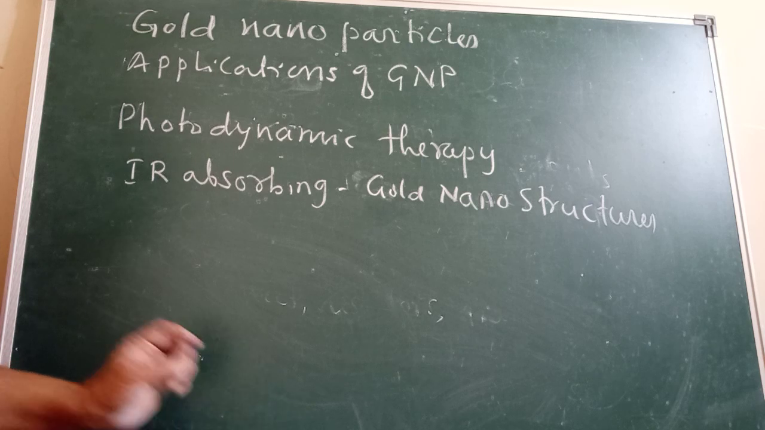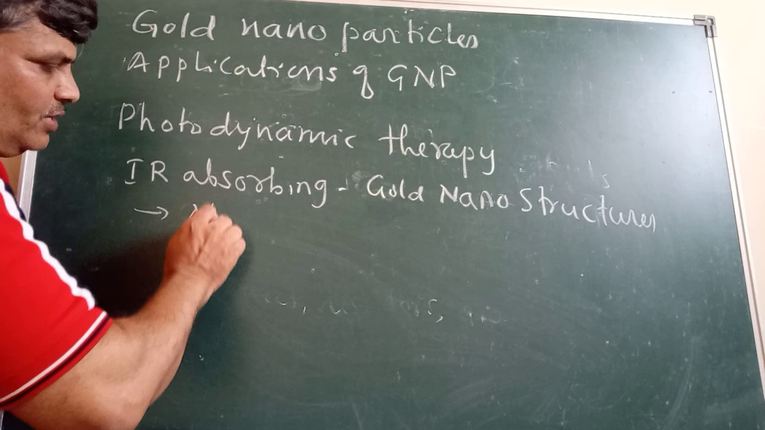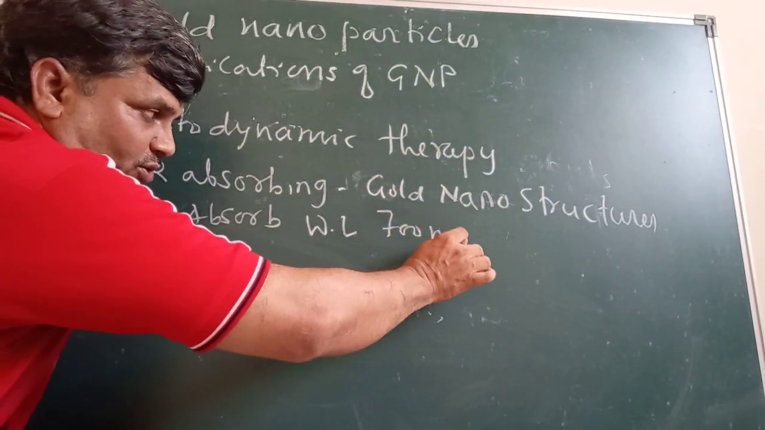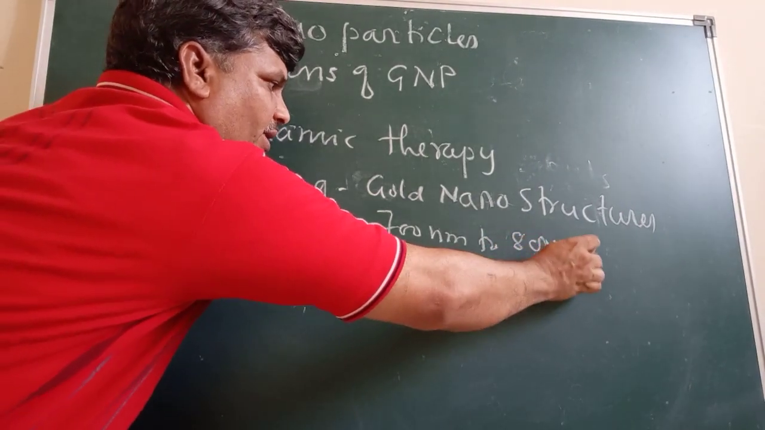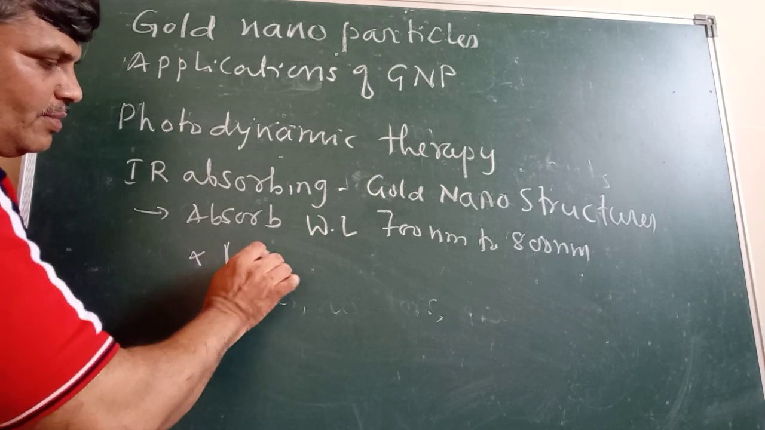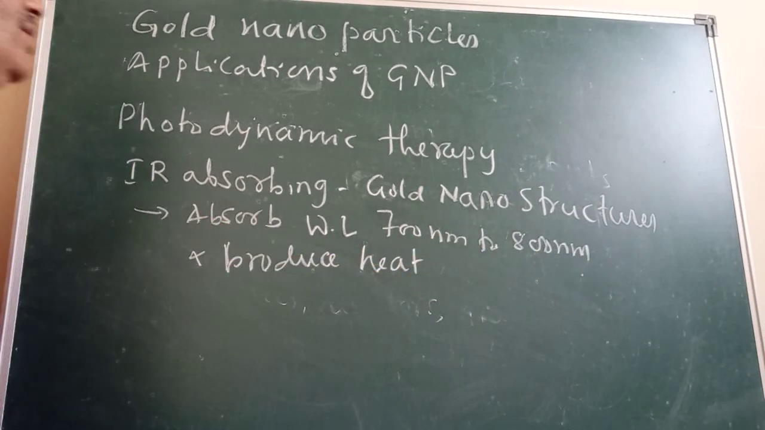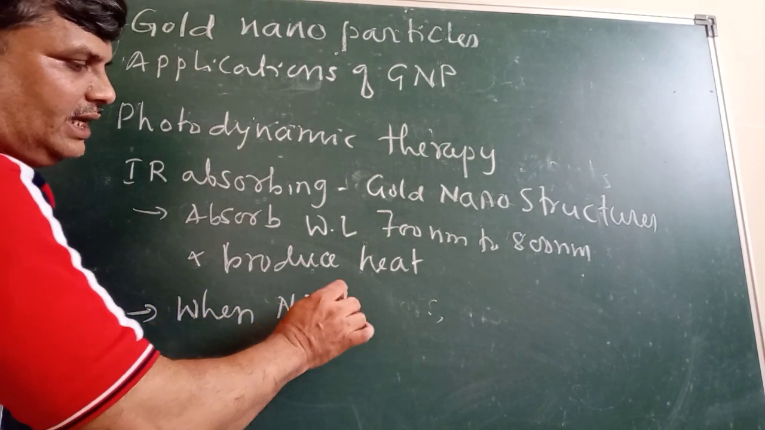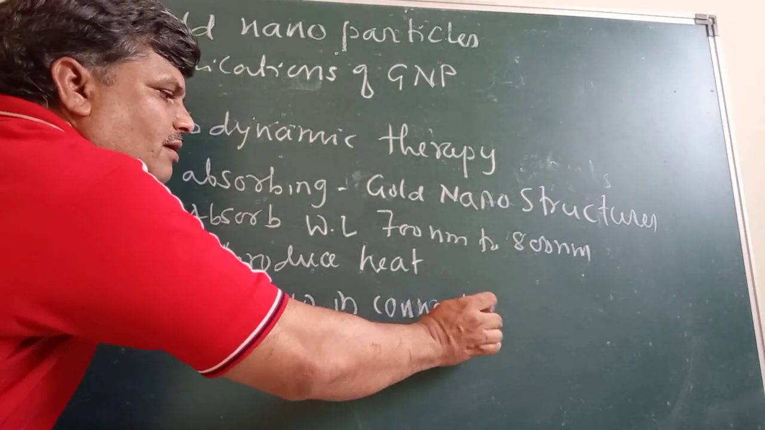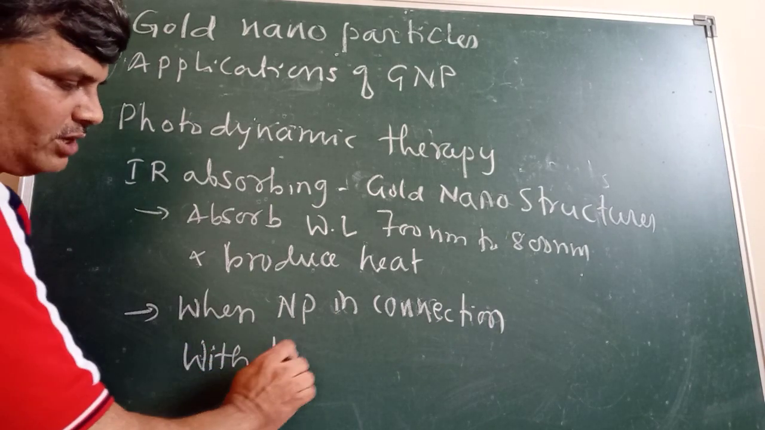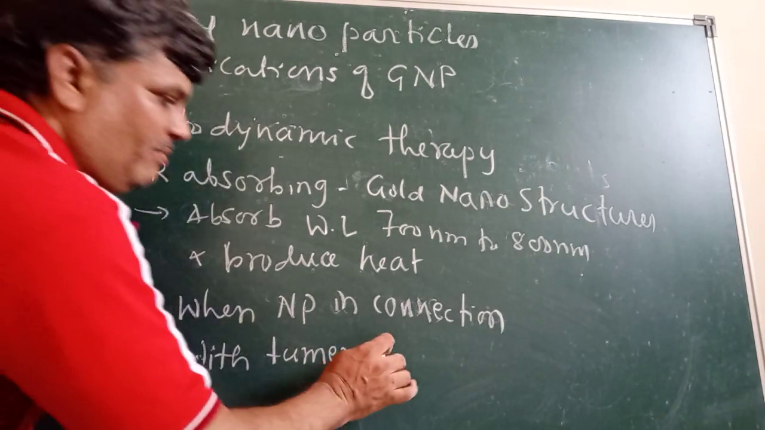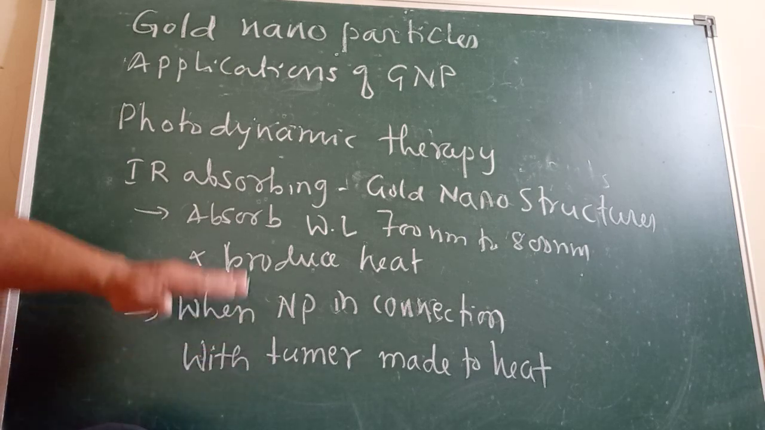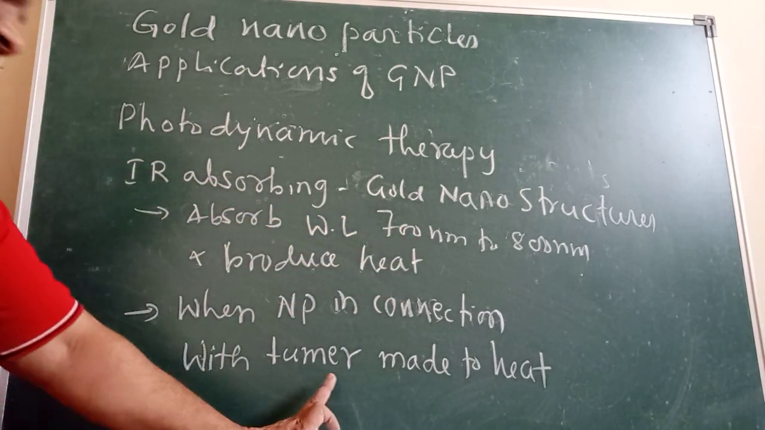So the nanostructures absorb wavelengths of 700 nanometer to 800 nanometer and produce heat. When the nanoparticle is in connection with the tumor, it is made to first absorb these wavelengths, 700 to 800, and then it gets heated.